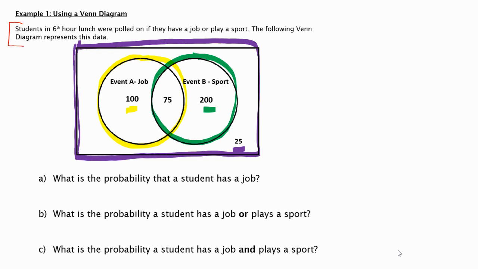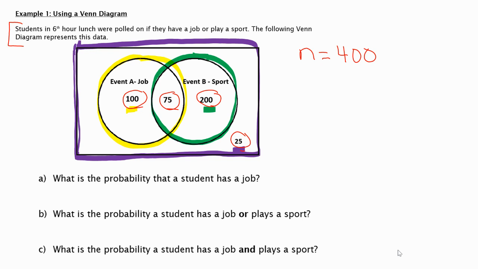The rest of it is very similar to what you saw in the previous video. We always like to identify the number involved in our sample, or our sample size, so we're going to add that up. We have 100, 75, 200, 25. If I add all four of these values up, we get 400. So there are 400 students represented in this data.